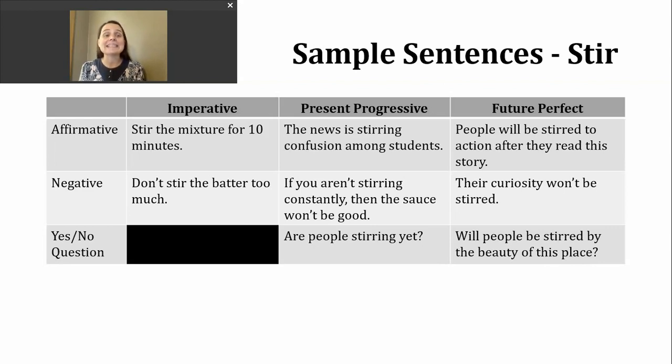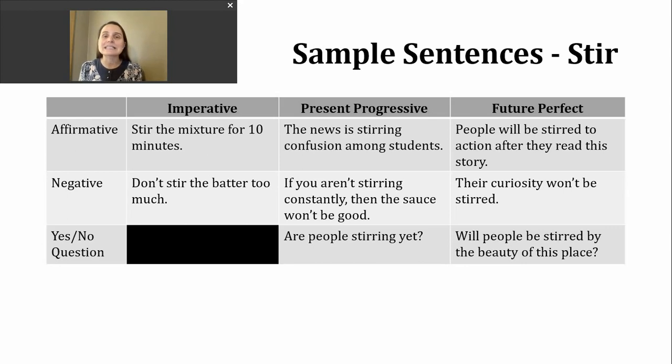If I want to make a negative imperative, I'm going to begin with don't, again, because my subject is implied you, and then the base verb. Here's a negative example. Don't stir the batter too much. There are no questions in the imperative, so we'll move to the present progressive.